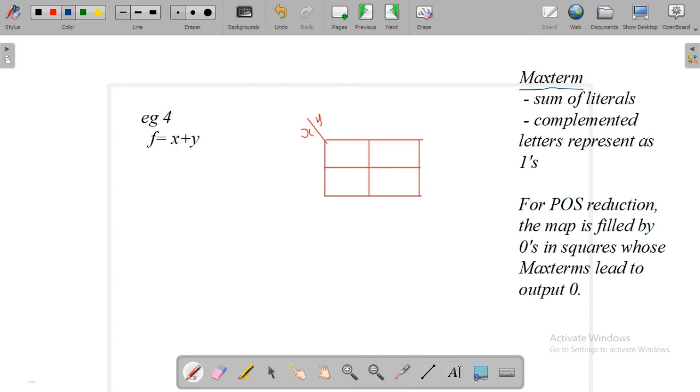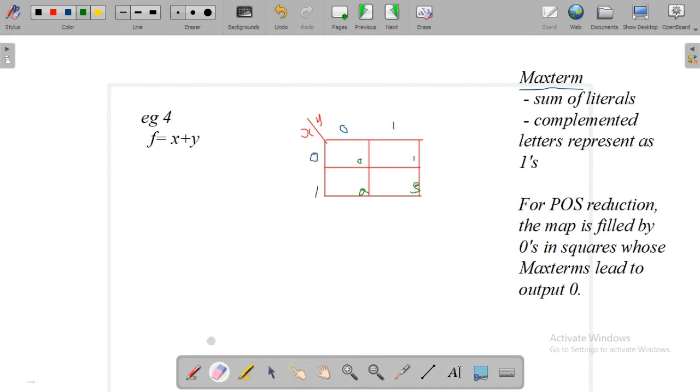In max terms, first we will draw that KMap. x has two values, 0 and 1. y has two values, 0 and 1. Then the subscripted value or designation number we can write as 0, 1, 2 and 3. Just remember that is 2, and that is 2 and 3. So here the subscripts are 0, 1, 2 and 3.